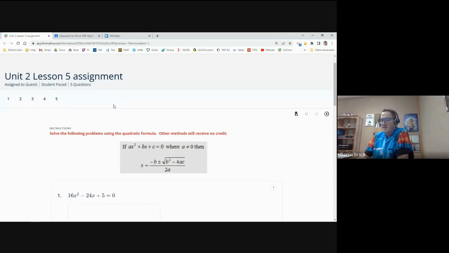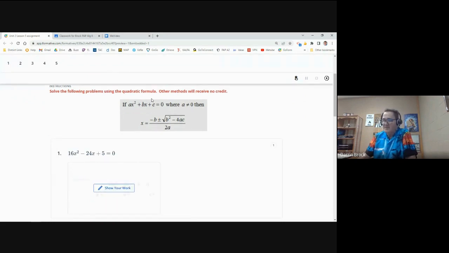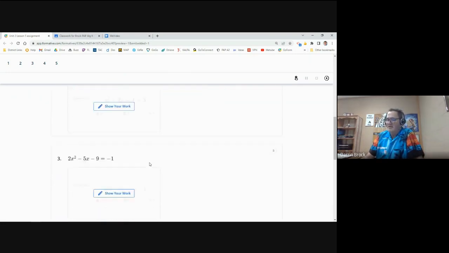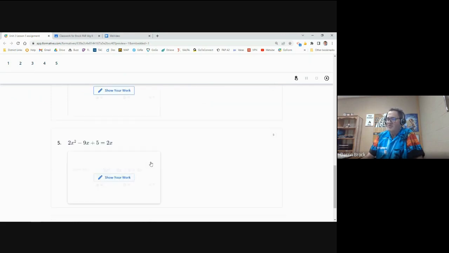5 questions. Solve the following problems using the quadratic formula. Other methods will receive no credit. Again, if you're not doing it by the instructions, you're not getting credit for it. And this is a reminder at the top. I put the quadratic formula here for you and the standard form of the quadratic equation, ax squared plus bx plus c equals 0, where a is not equal to 0, because if a was 0, you wouldn't have a quadratic equation. All right, so then you have 5 problems to work using the quadratic formula.